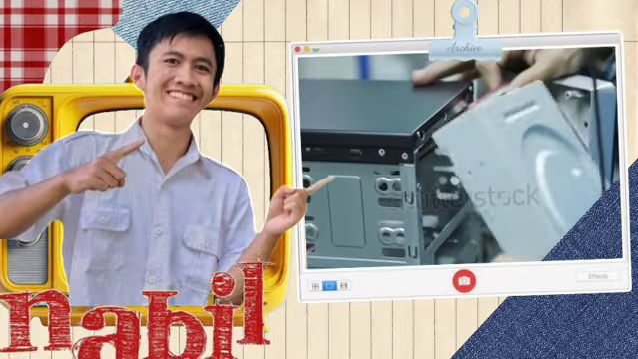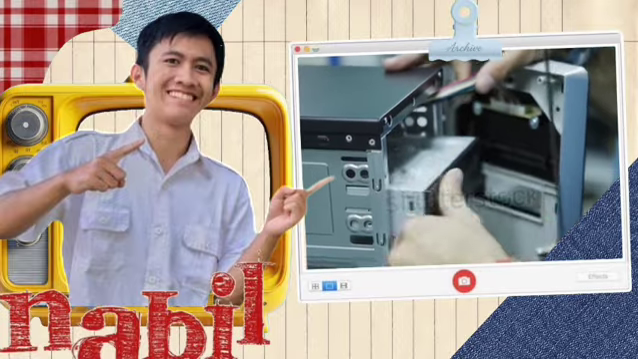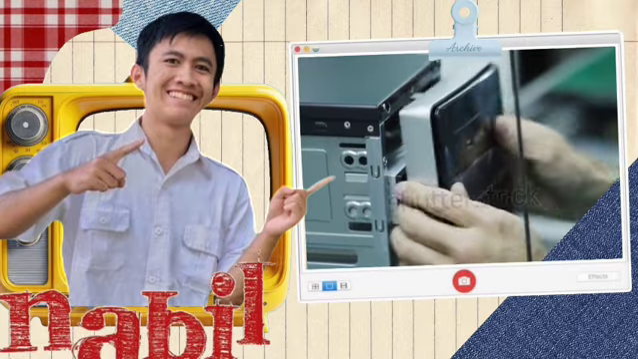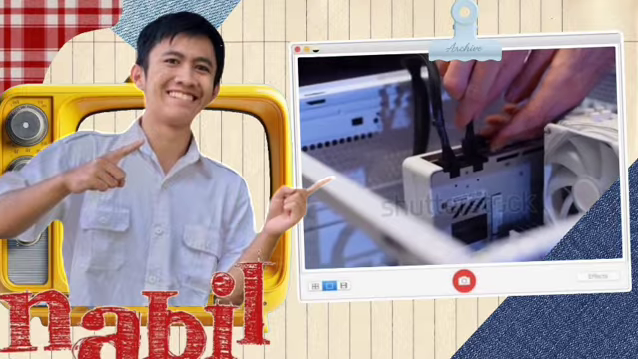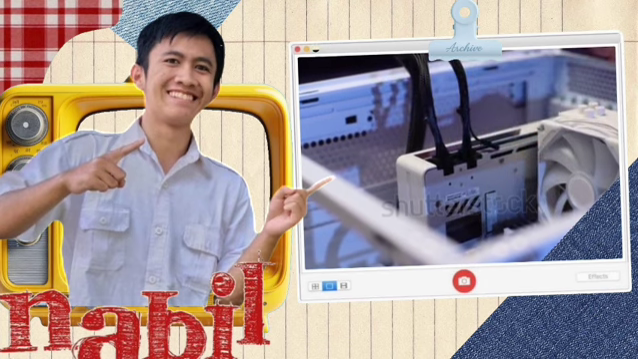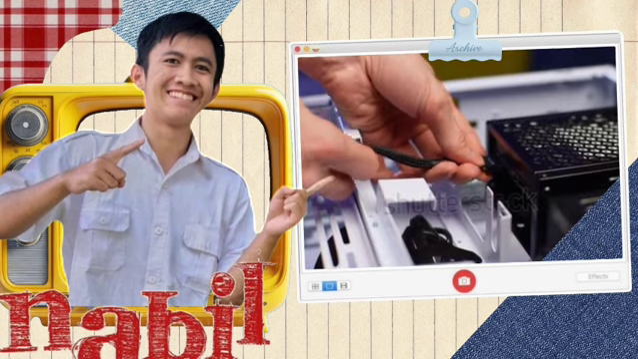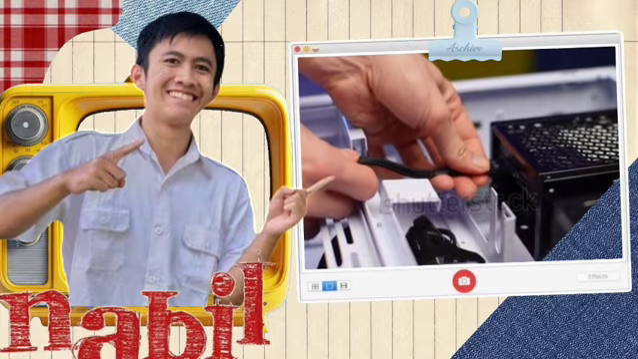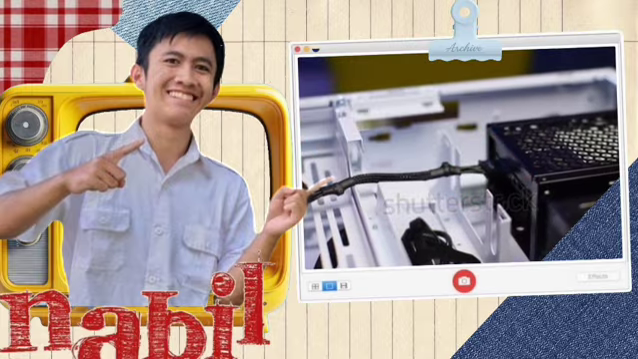Step 8. Adding storage drives. If you are also using a 2.5 inch SSD or 3.5 inch hard disk, mount them into the drive cages or trays inside the case. Connect a SATA data cable to the motherboard and a SATA power cable from the power supply.